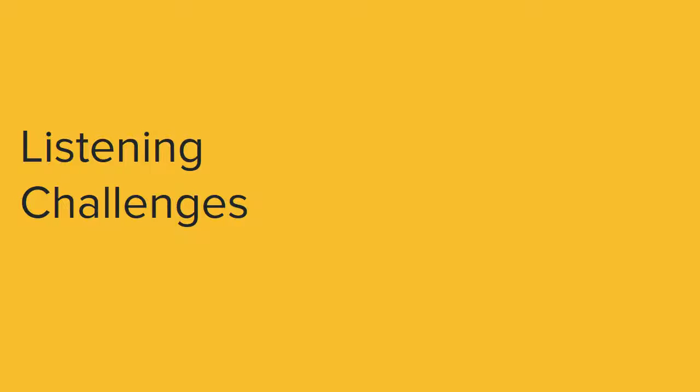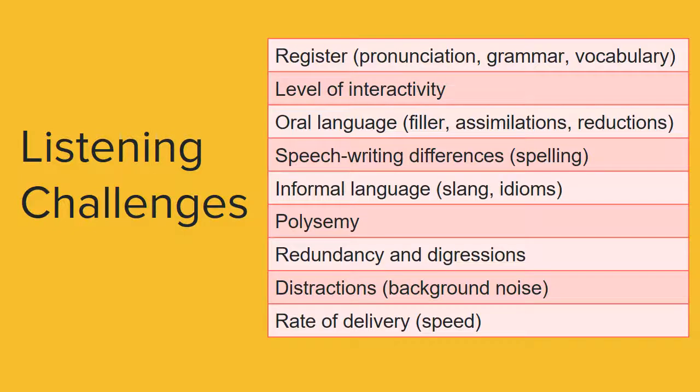Let's talk about some of the main challenges that learners face when they're listening. One of them is register. We've talked about register before, but register is influenced by changes in pronunciation, grammar, and vocabulary. If we're having to listen to something that's in a register that's different from what we're typically used to, then chances are we're going to have difficulty understanding. The level of interactivity can affect our listening ability. So if there's lots of chances for us to participate in the conversation, then we're more likely to stay focused and interested. If it's more passive, where we're just sitting back and listening to a lecture, it may be harder for some learners to stay focused and motivated.